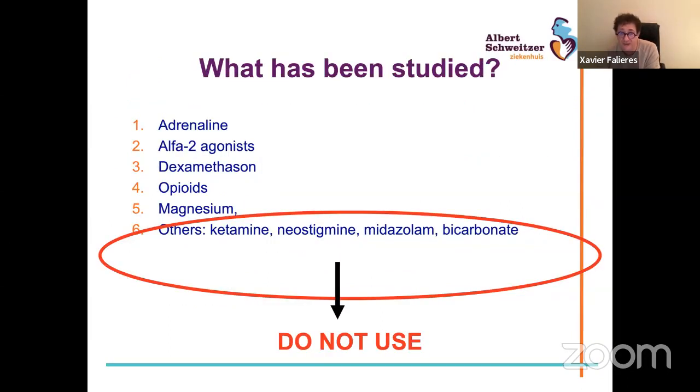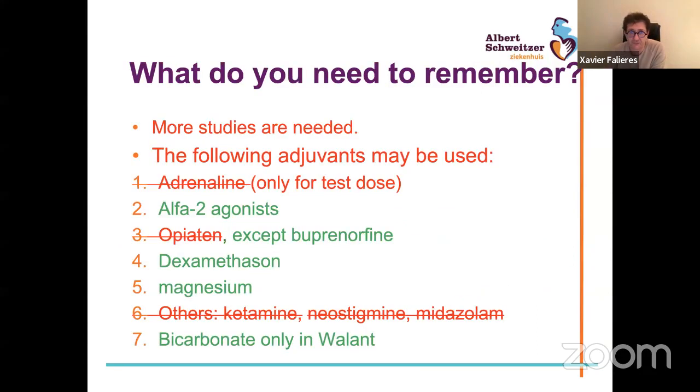So I would say adrenaline, okay, use it. When you have clonidine, use it. When you have dexamethasone, give 16, 20 milligrams IV. Opioids: when you have buprenorphine, use 0.3 milligram in your blocks. When you have magnesium, use it in your blocks. The other one, only bicarbonate in the Wallen technique. The rest, don't use. So the adjuvants, are you for or against? I am totally pro adjuvants in blocks, and that's what you may use.